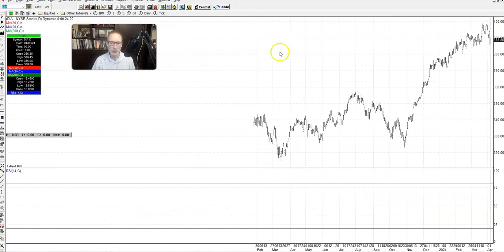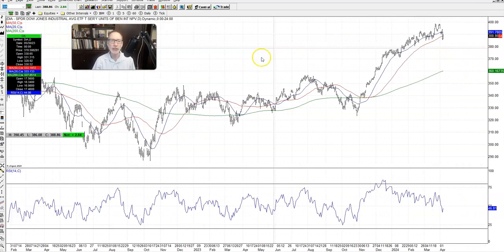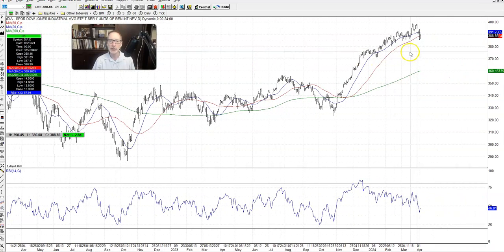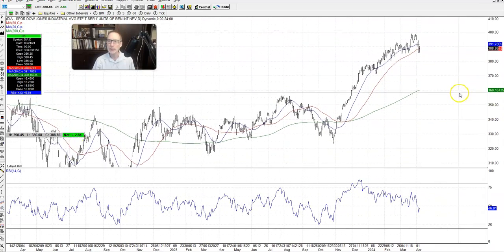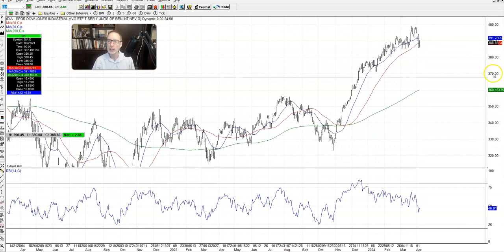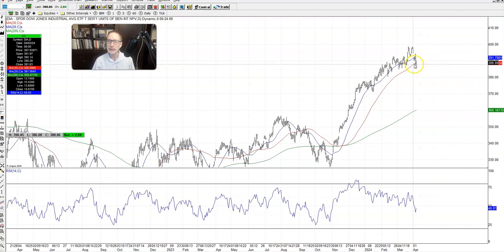Let's look at the Dow Jones. This is the DIA. They're called the diamonds. This is the exchange traded fund for the Dow Jones. This one is now hugging along the 50-day moving average. Fell below it a little bit intraday, but on a closing basis, it's sitting right on the 50-day. RSI has been coming down.